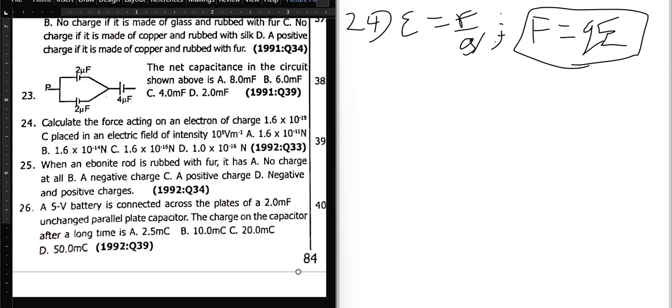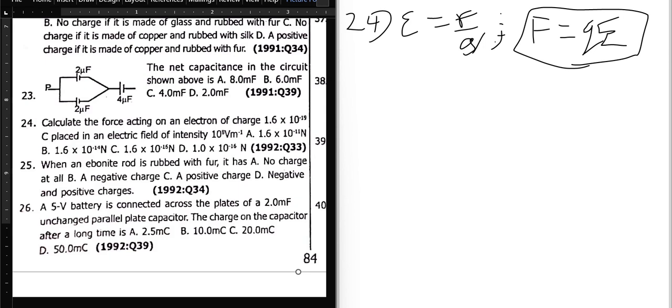All right, 26. 26 says a 5-volt battery is connected across a plate of 2.0 mF uncharged parallel plate capacitor. The charge on the capacitor after a long time is what? What we're looking for is the charge.